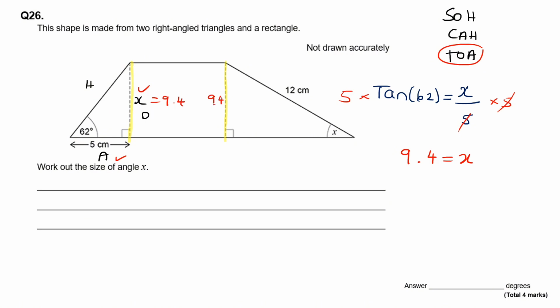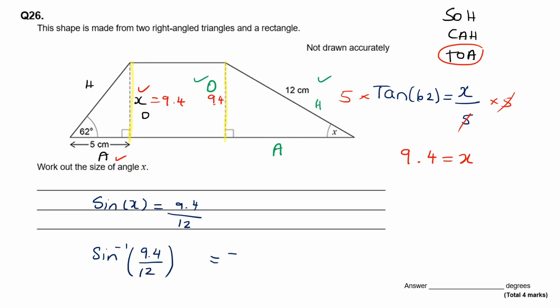So I can use this length now and do another sin cos tan. So this is opposite, this is adjacent, this is hypotenuse. The two lengths I could use are opposite and hypotenuse. That means it's going to be sin. So sin x is equal to 9.4 divided by 12. So we need to do shift sin and type this into our calculator, which should give us 51 point something as our answer.